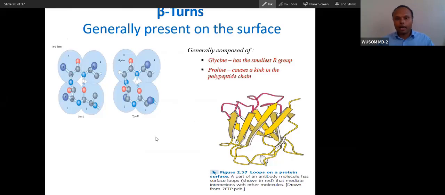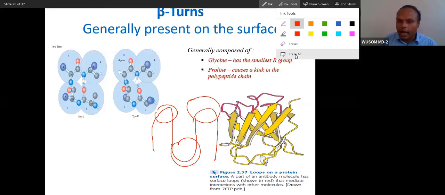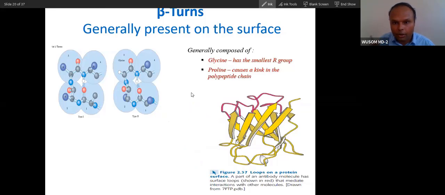So parallel and anti-parallel can come together. This is beta turns. Beta turns are the turns that will be made by this beta sheet at the end of the beta sheet. So this is a beta turn, and beta turns generally have a very specific type of amino acid.